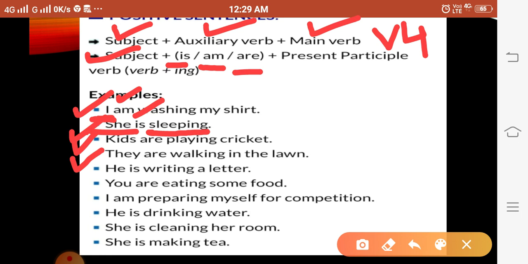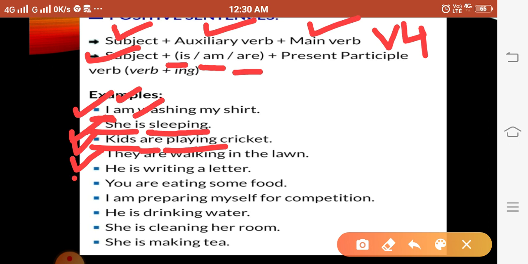In the third sentence, kids is our plural subject, that is why are is used here. And then the fourth form, this word playing, is the present participle form of the verb, that is made by adding ing to the first form of the verb, play. Clear? Then, they are walking in the lawn.